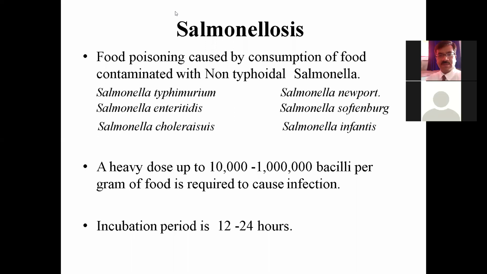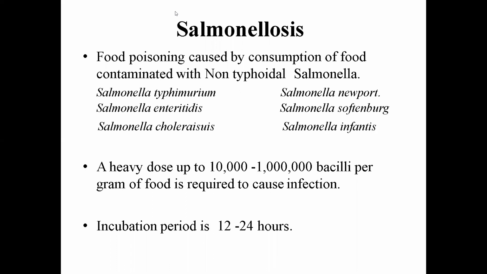Now we can see the different strains of Salmonella infections. They occur by consumption of food contaminated with non-typhoidal Salmonellas; the typhoidal Salmonellas are different strains. You can see Salmonella typhimurium, Enteritidis, Salmonella Newport, Senftenberg, and Infantis. If these organisms get into the body at a low dose, no problem, but if ingested at a heavy dose, from 10,000 up to 10 lakh bacilli per gram of food, only then can it cause infection.